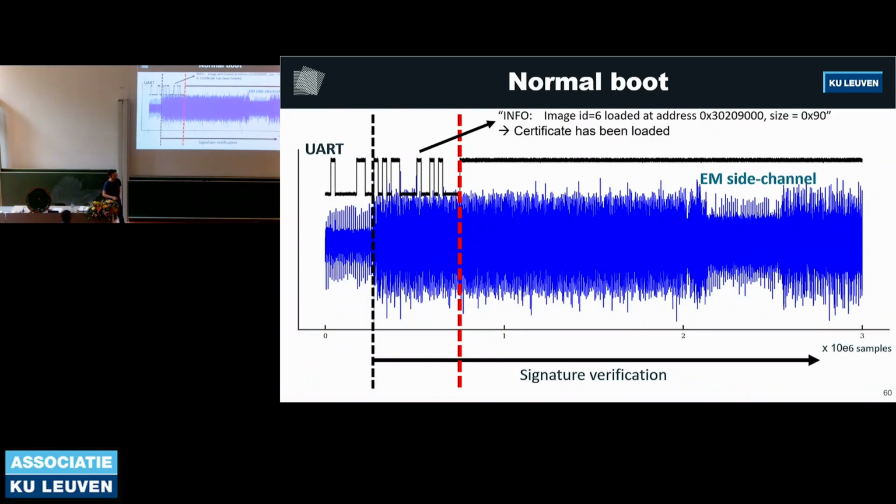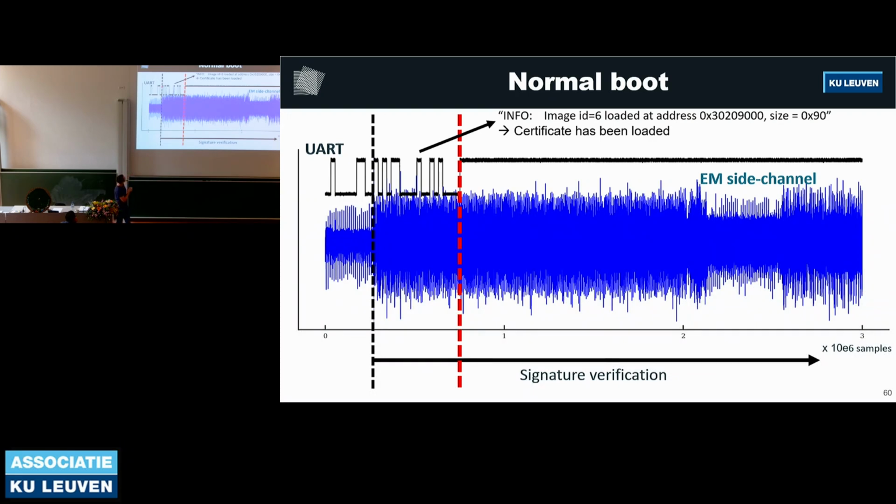So if you look at one of these side channel traces, in blue we have the EM side channel, in black we have the UART data. Essentially, at this point in time, the terminal is telling us we've loaded the certificate from the SD card, and we're going to start verifying the certificate. Then you can see that it's doing all of these calculations to verify the signature.